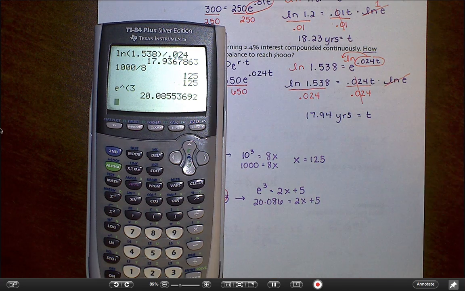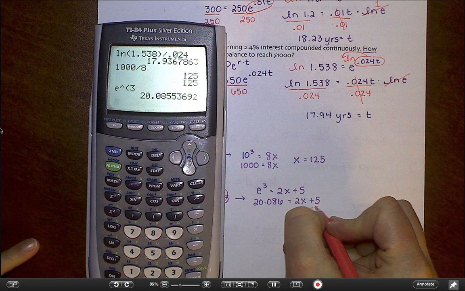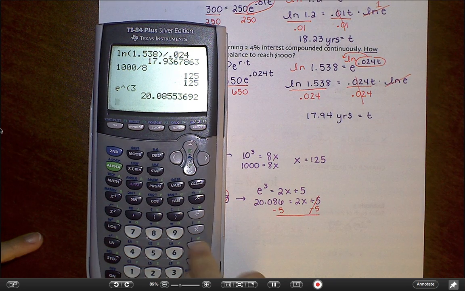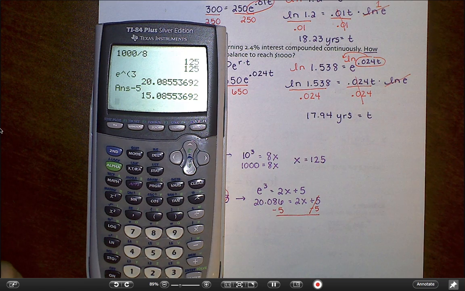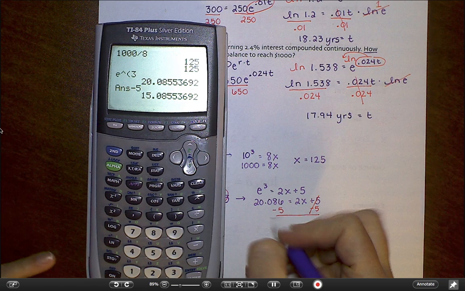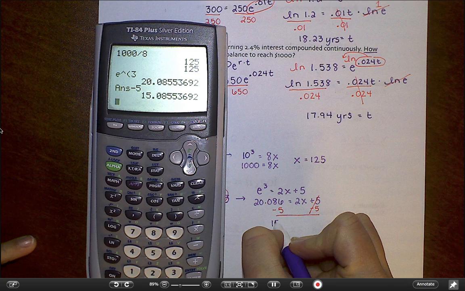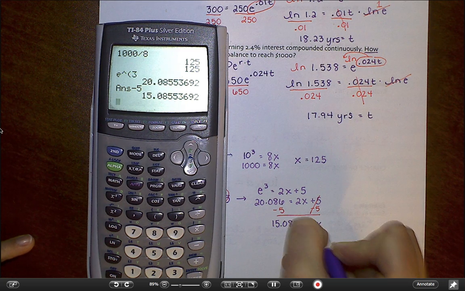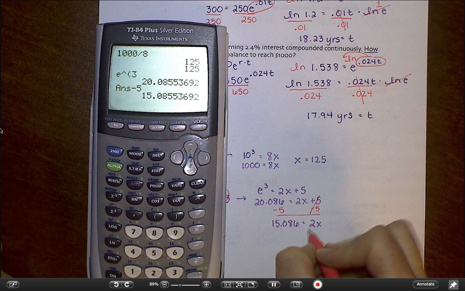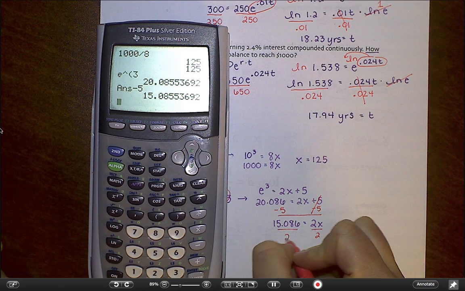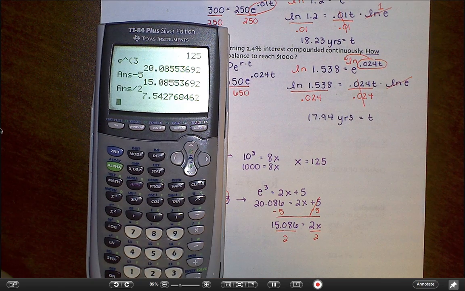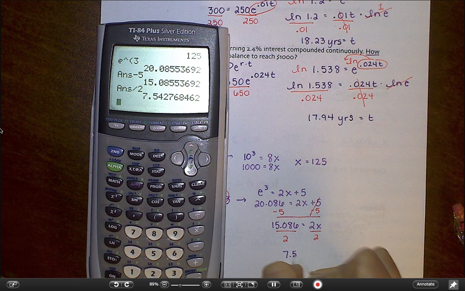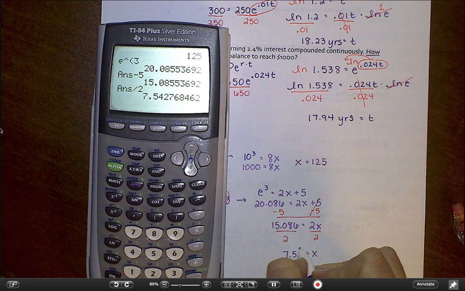So I'm going to subtract the 5 on each side. So I'm just going to go minus 5. And so now I have 15.086 equals 2x. And then I'm going to divide by 2. And I end up with 7.54. And that would be my final answer there.